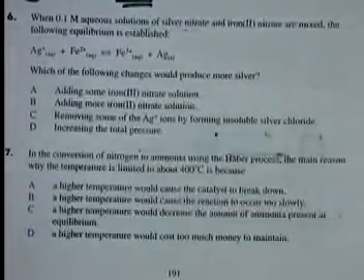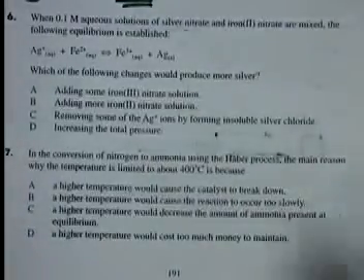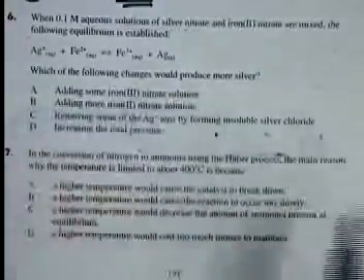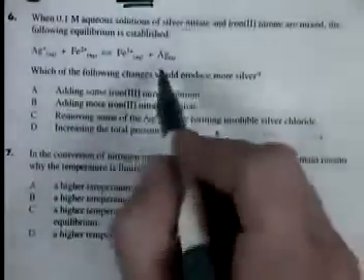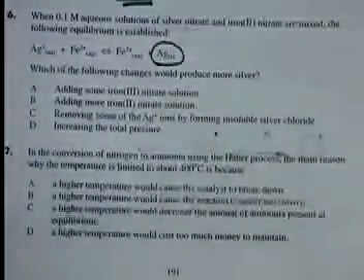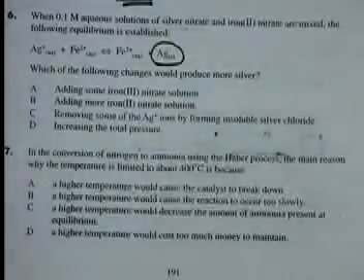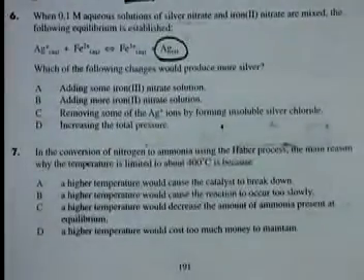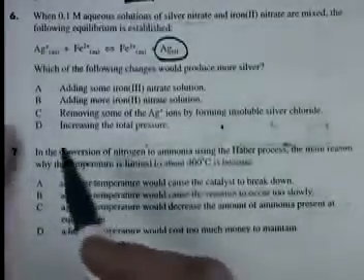Number 6, when 0.1 molar aqueous solutions of silver nitrate and iron 2 nitrate are mixed, the following equilibrium is established. Here's the equation. Which of the following changes would produce more silver? So they're wondering which one's going to produce more of this solid silver over here. Pause the video, try to answer the question. Okay, hopefully you've had a second to find an answer.